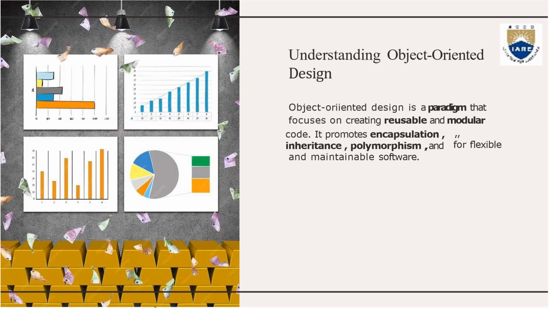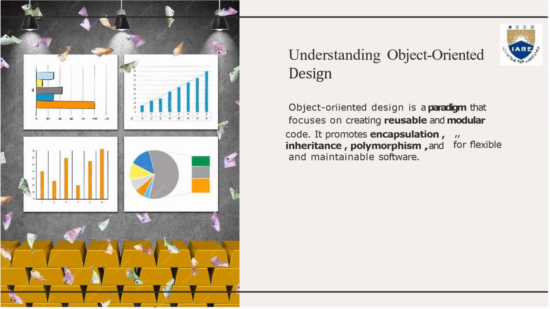Understanding object-oriented design. Object-oriented design is a paradigm that focuses on creating reusable and modular code. It promotes encapsulation, inheritance, and polymorphism for flexible and maintainable software. Object-oriented design (OOD) is a process of using an object-oriented methodology to design a computing system or application. It involves modeling real-world objects as software objects with properties and methods that represent the behavior of those objects.